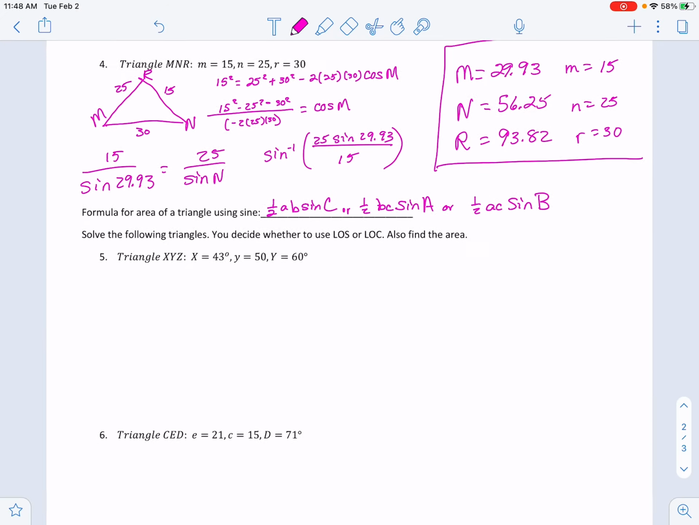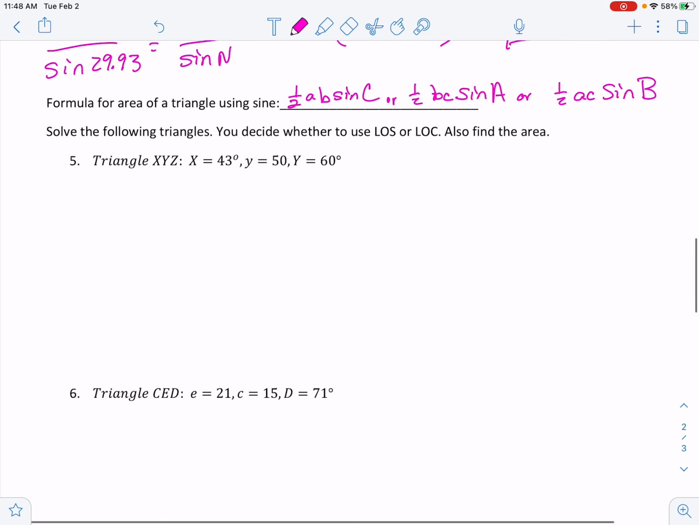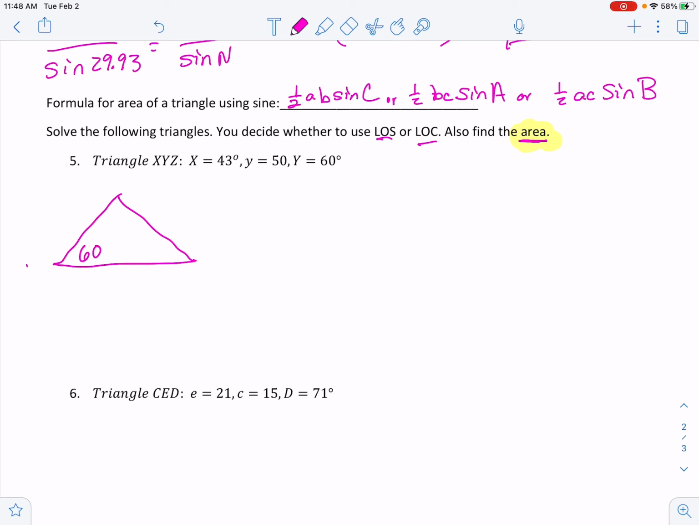All right? So here we gave you some triangles, and you have to decide if you use law of sines or law of cosines, and then find the area. Don't forget to find the area. So here's my triangle. That looks like 60 degrees, so I'm going to call that Y. This is 50. X is 43. XY, let's make this Z. Do I need to write down the ones they gave me? Yes, because then your triangle's complete.